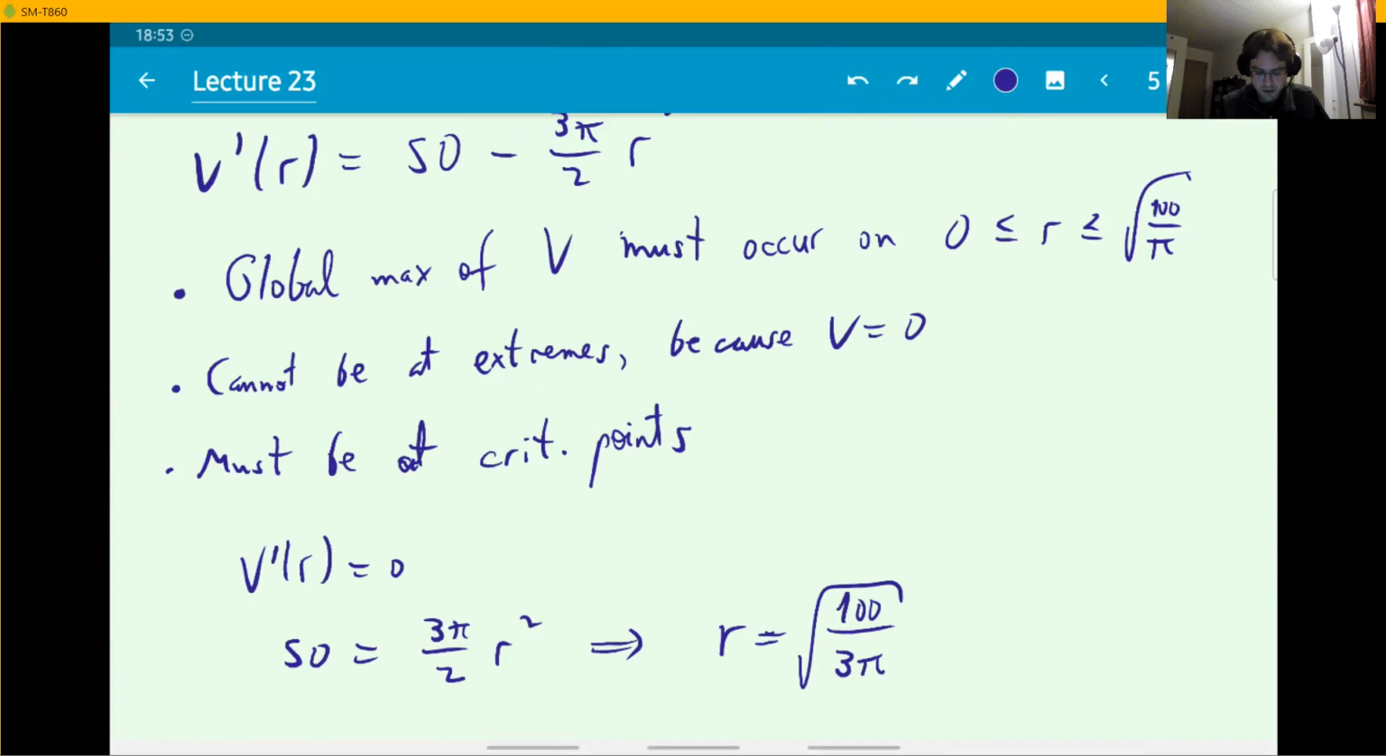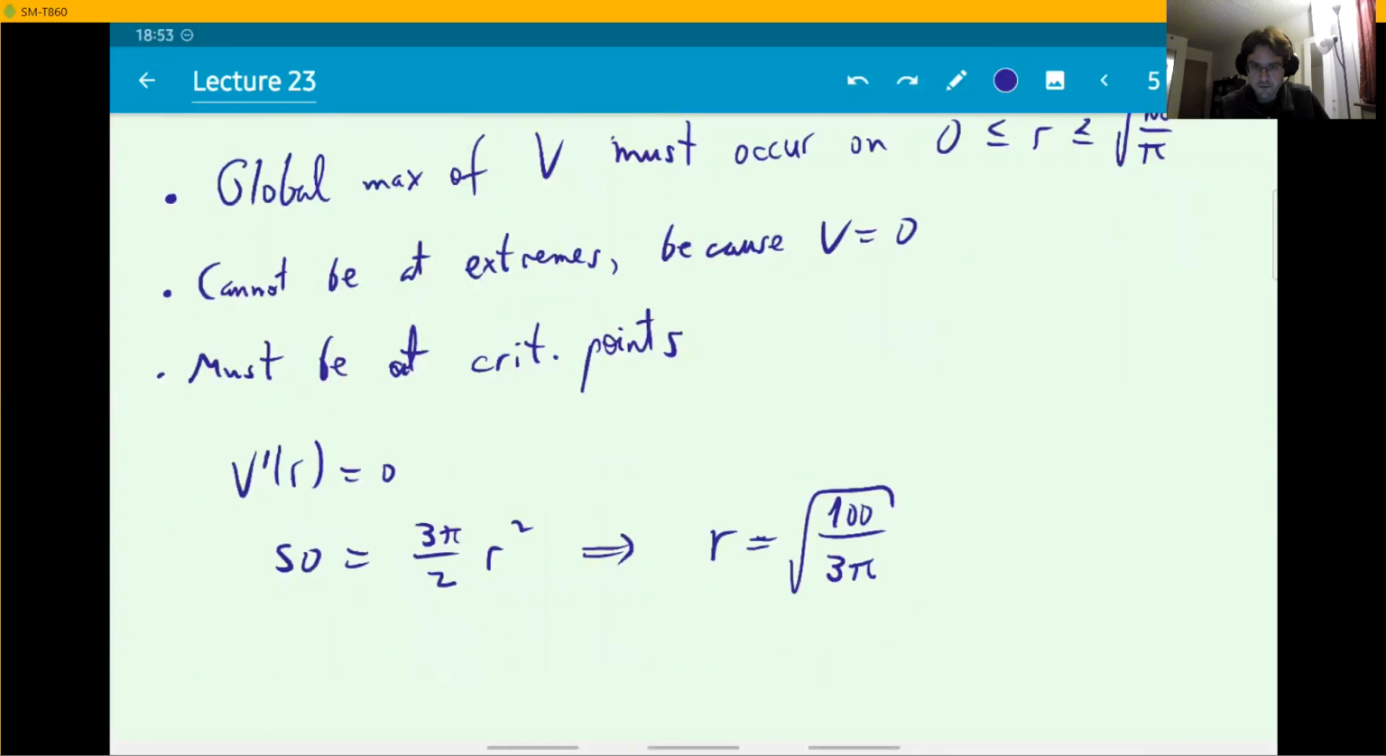So I'm saying this because we don't have to analyze the value of V at all these points to compare them like we did before. The maximum must be at this value. And the problem was not even asking about the volume here. They were asking for the dimensions. So we just found one. We just found the value of R corresponding to the maximum volume.